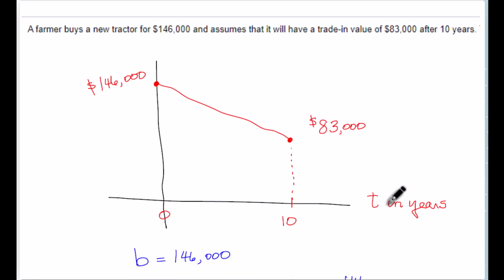All right, what about this one? Got a farmer. He's buying a new tractor. And the new tractor is $146,000. And after 10 years, he can trade it in with a value of $83,000. So just like a car or any machine, it depreciates over time. So let's see, we start off at time 0 at 146,000. After 10 years, it's down to 83,000. So what do I know here?